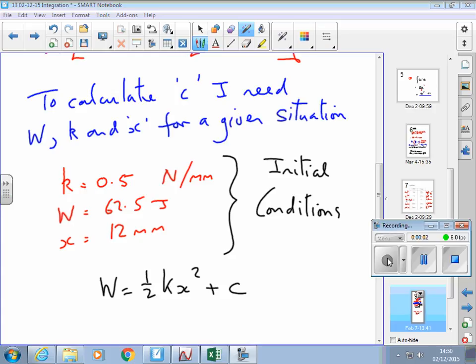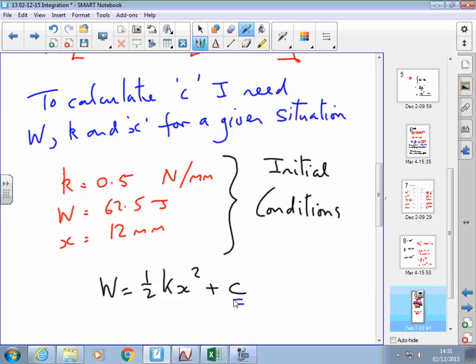Okay, to calculate C then, in this situation, and it's the same in any situation involving integration, to get this function that's going to be useful, it's no good to us if we don't know what C is. I can't find out what the work is done if I don't know C. So what I need is a set of conditions, and we always have this problem. They're called initial conditions or boundary conditions sometimes.